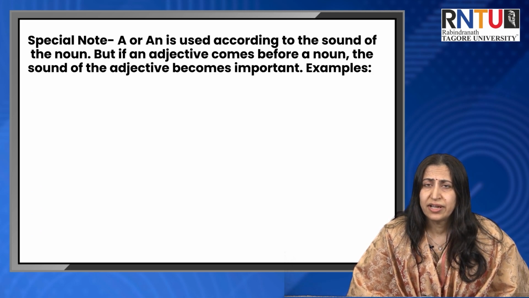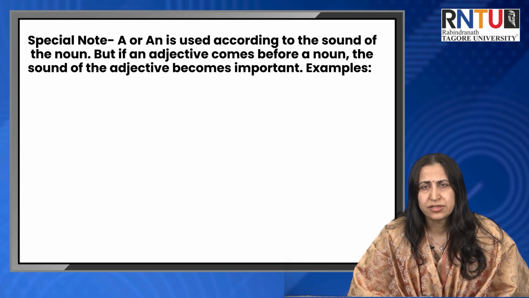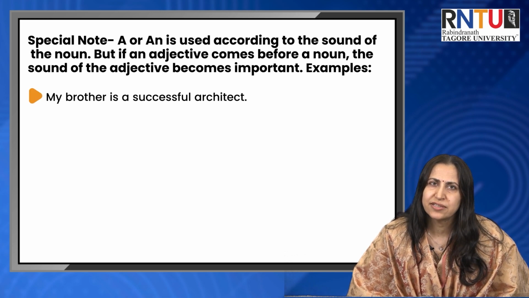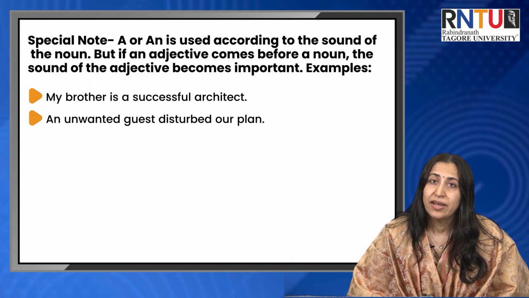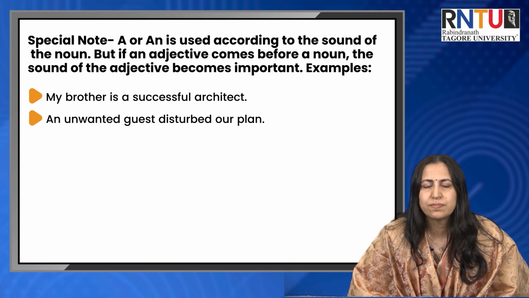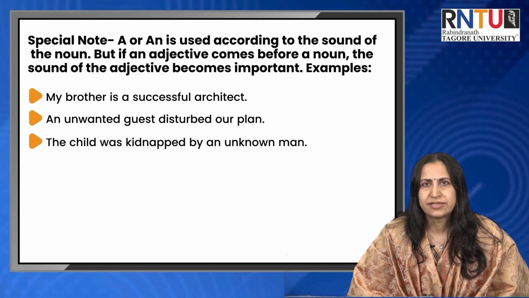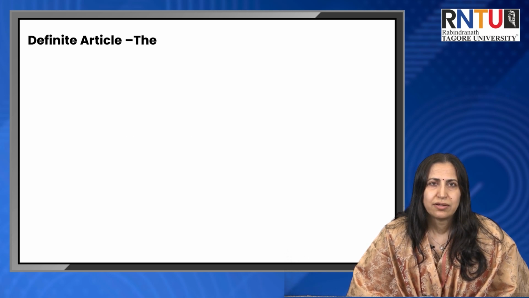Note that A and An are used according to the sound of the noun, but if an adjective comes before a noun, the sound of the adjective becomes important. Examples: My brother is a successful architect. An unwanted guest disturbed our plan. The child was kidnapped by an unknown man.